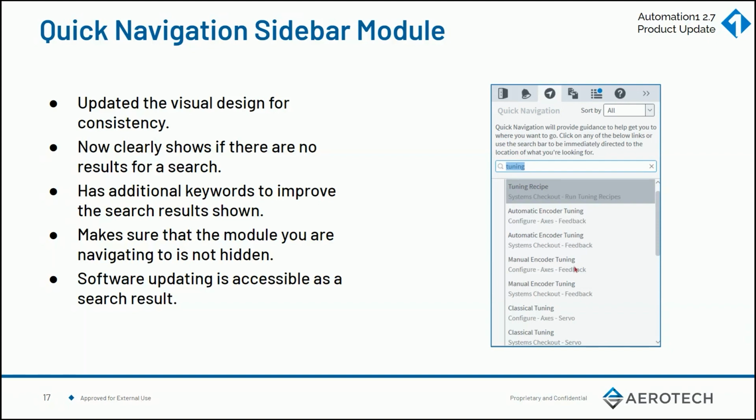We also made sure that the module you were navigating to is not hidden. So for example, if you wanted to go to automatic encoder tuning, but for some reason that was hidden in your application, you couldn't find it, that used to be a problem, it no longer is. And then software updating is now accessible as a search result as well.